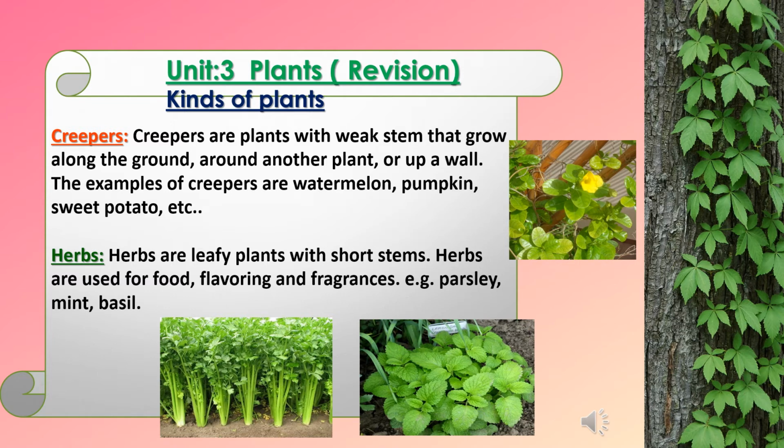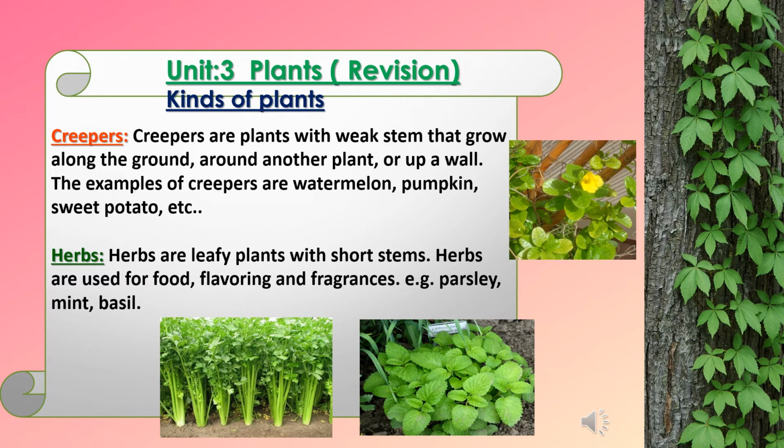Now let's talk about some more kinds of plants like creepers. You can see these creepers. These plants are called creepers because they creep along the trunk of a tree or the wall or anything you put near to them. They creep on them upwards. So these plants are called creepers. These creepers have very weak stems. As you can see, you can hardly see their stems because these stems are very weak and thin, so we cannot see them clearly.